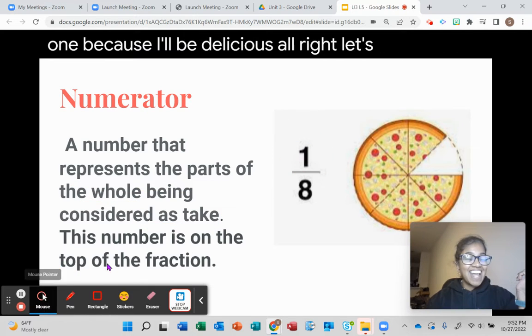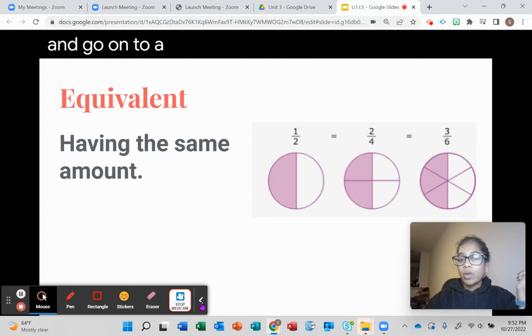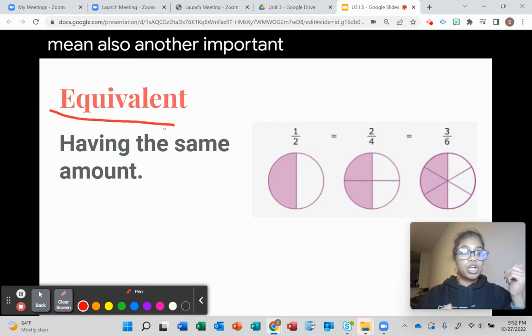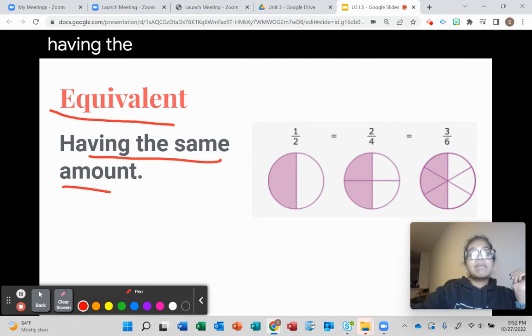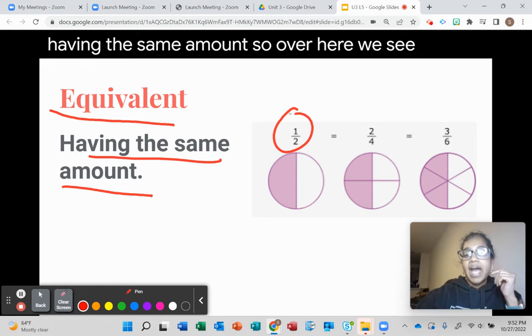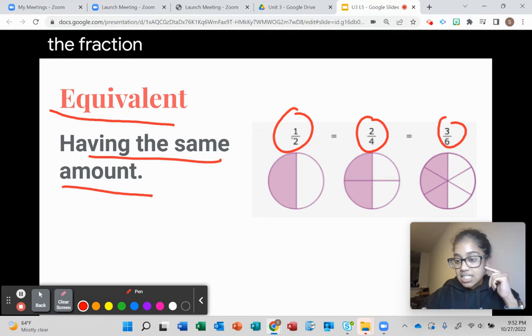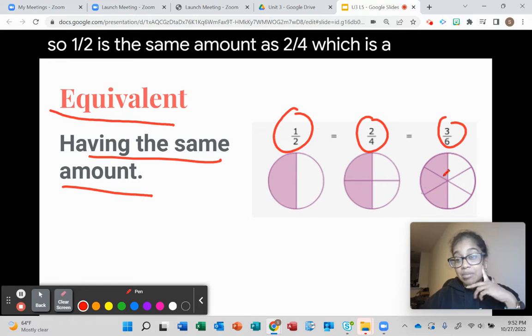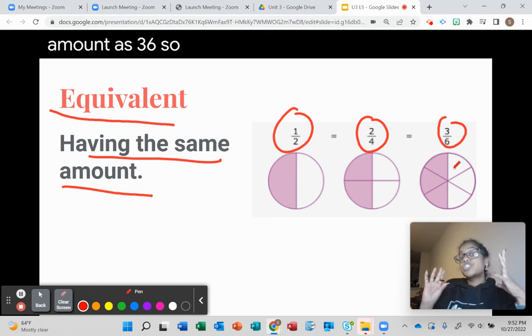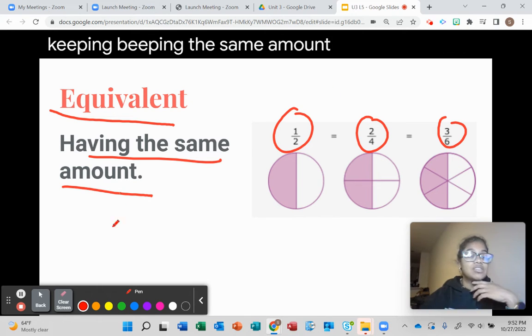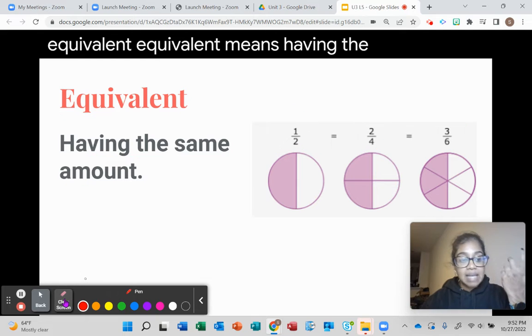All right, let's go ahead and go on to equivalent. So what does equivalent mean? Also another important word for this lesson. It's having the same amount. So over here we see 1/2, we see 2/4, and we see 3/6. We see that yes, the fraction is different, but the amount is the same. So 1/2 is the same amount as 2/4, which is the same amount as 3/6. So we're changing the name, but we're keeping the same amount. So that is what equivalent means, having the same amount.